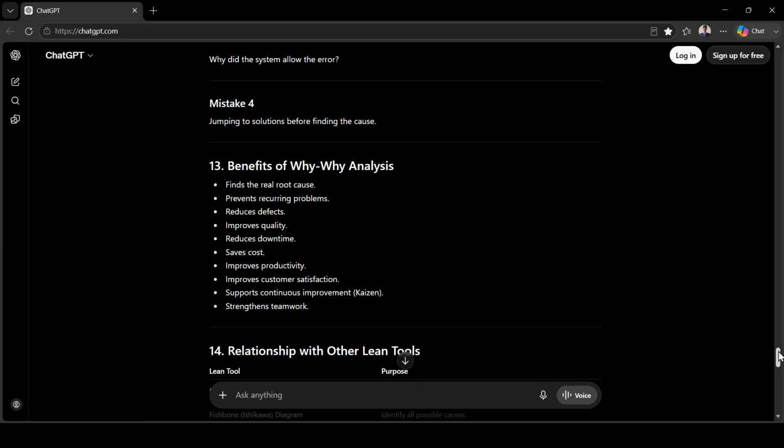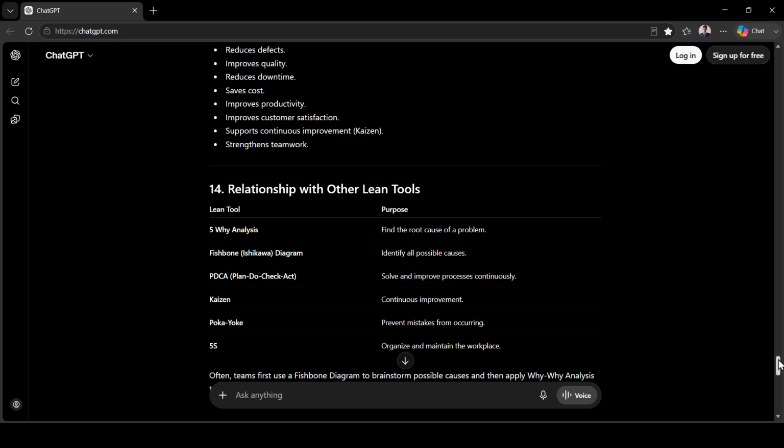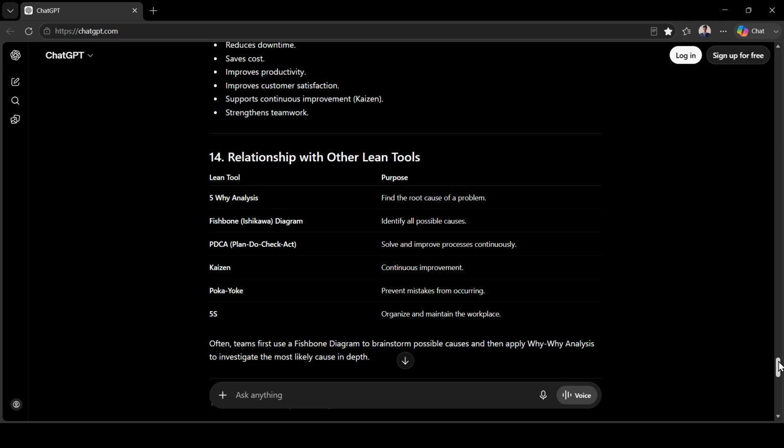Benefits of Why-Why analysis: find the real root causes, prevent recurring problems, reduce defects, improve quality, reduce downtime, save cost, improve productivity, improve customer satisfaction, support continuous improvement like Kaizen, strengthen teamwork, and relationship with other lean tools.